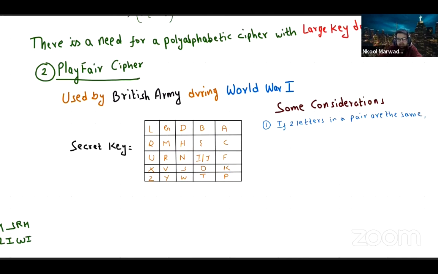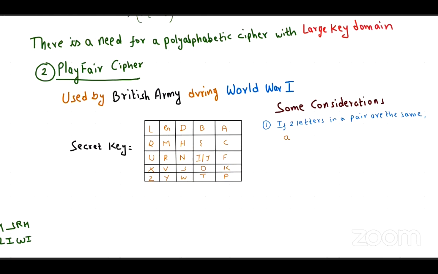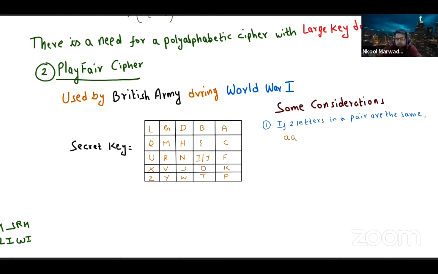The idea is that let us suppose I have A together, like in the plain text, I have a sequence of words in which I have A together. So if two letters are the same, then I have to separate them. I can introduce any bogus letter in between them.